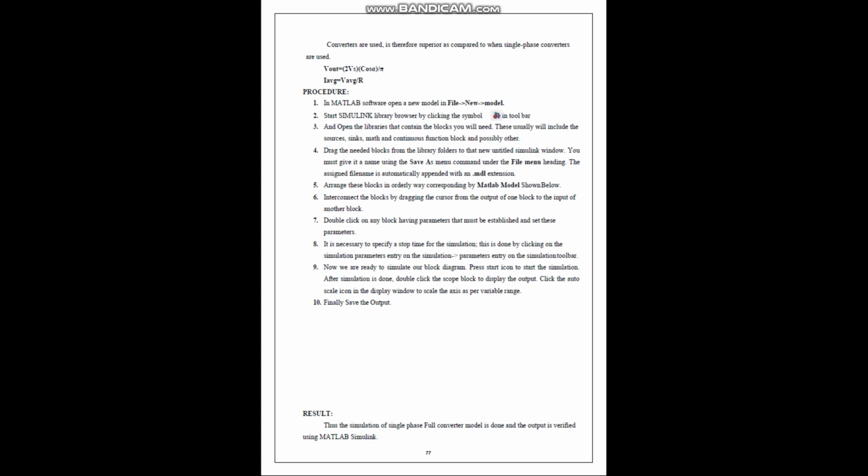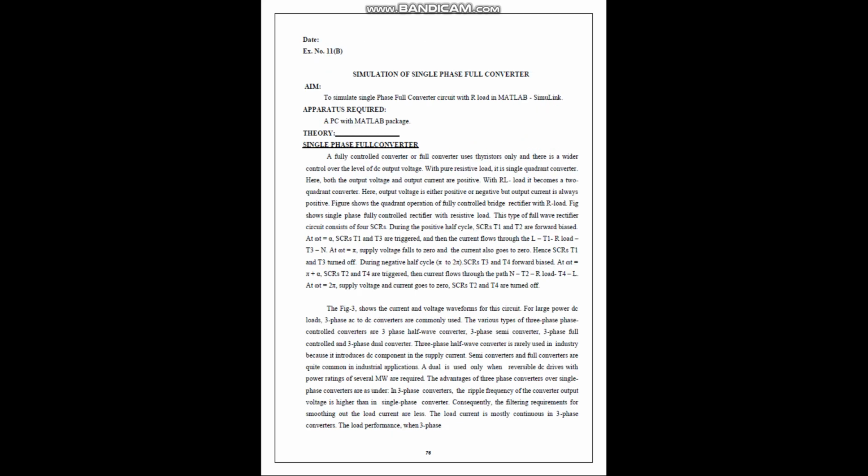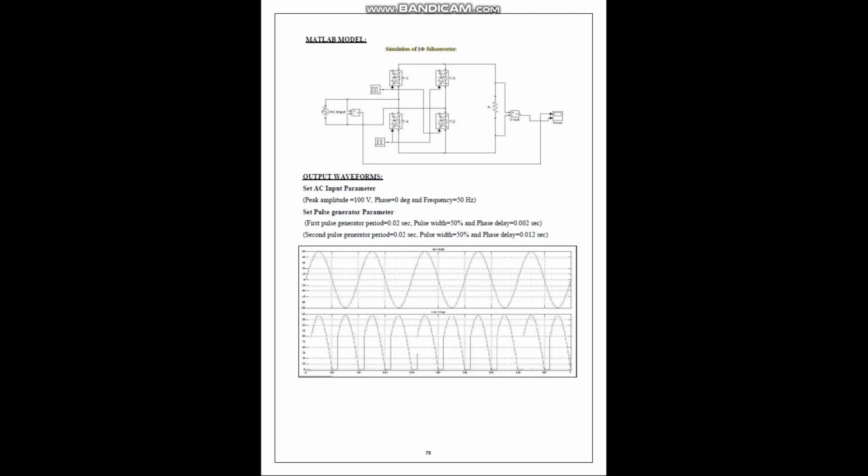Then you save the model with a .mdl extension, set the parameters, and again save the model. Then you run the simulation, compiling to check whether any errors are there. After compiling, you double click the scope block to see the output waveforms. So this is the simulation model for a single phase full converter.